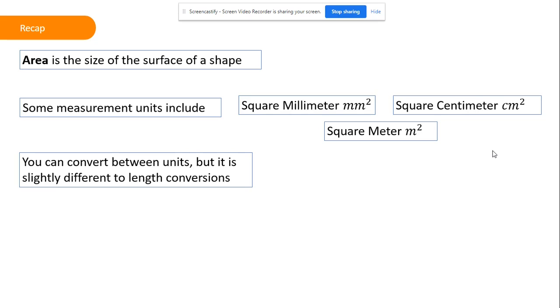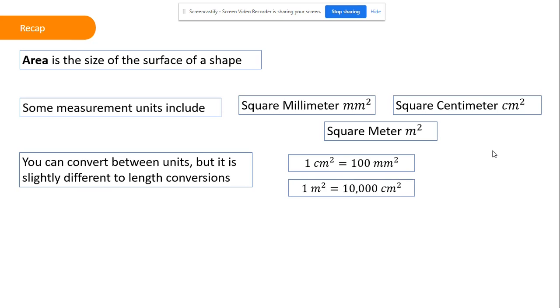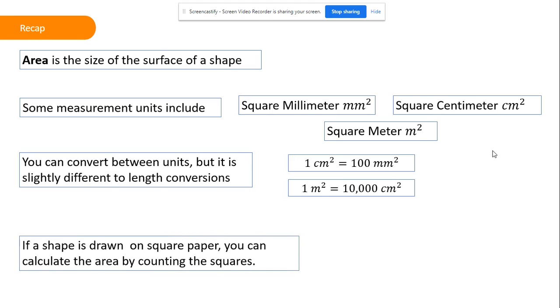You can convert between units, but remember it is slightly different to when we convert length units. 1 centimeter squared is 100 millimeters squared. 1 meter squared is 10,000 centimeters squared. And if you want to challenge yourself, see if you can work out how many millimeters squared are in 1 meter squared. We also learned that if a shape is drawn on square paper, you can calculate the area by counting the squares.